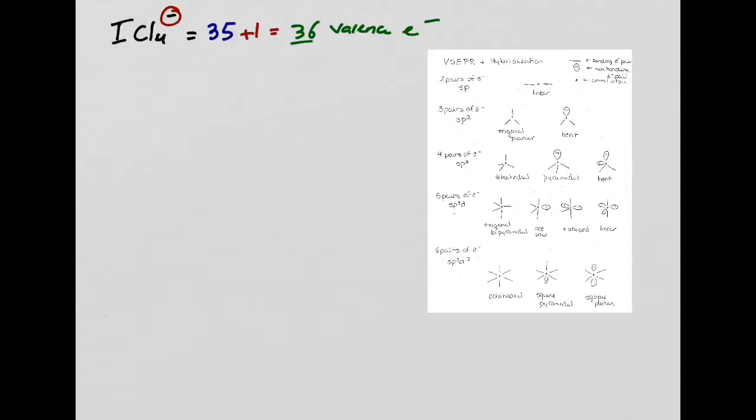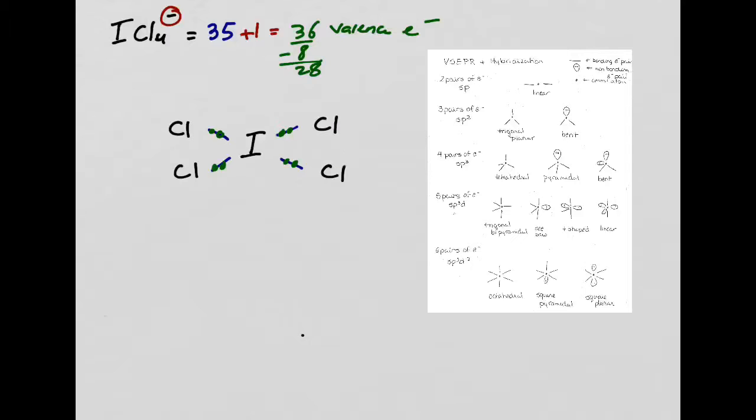Now, I is going to go in the middle. That part hasn't changed. And then I'm going to have Cl, Cl, Cl, Cl. Draw a bond between the center atom and the surrounding atoms. Now remember again, each bond has 2 electrons. So 1, 2, 3, 4, 5, 6, 7, 8. I've already put down 8. 36 minus 8 is 28.